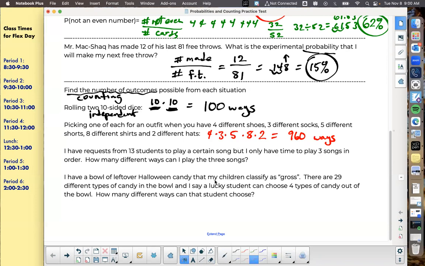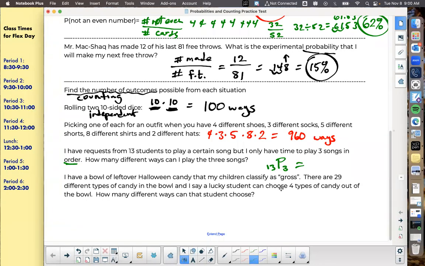I have requests from 13 students to play a certain song, but I only have time to play 3 songs in a certain order. Well, the word order there is what is going to help us out a lot, because the word order means it's going to be a permutation. I've got 13 different songs requested, but I can only play 3. Whatever that answer is, that's what we would have.